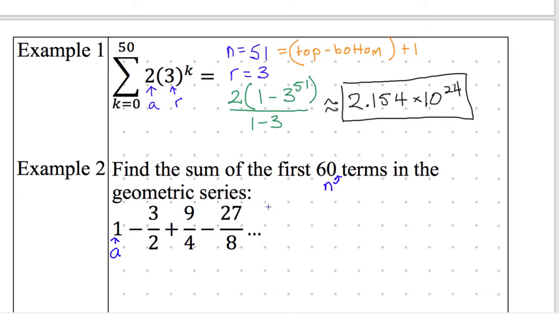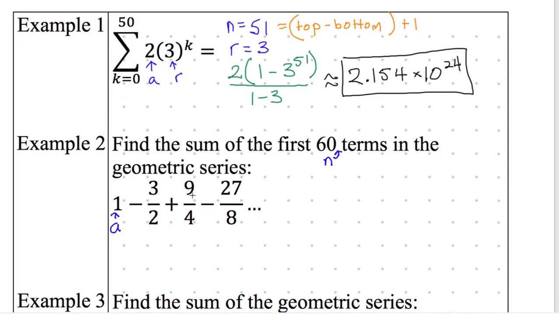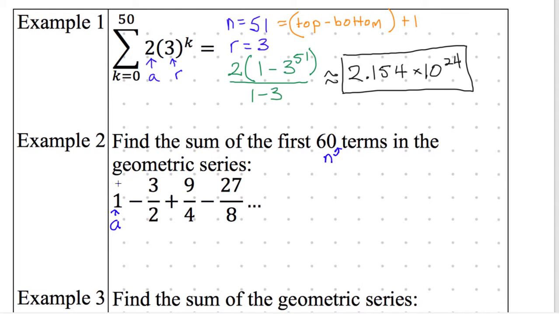Okay, now the hard part. Are you ready for the hard part? What is r? What is the common ratio? The common ratio is negative something. Careful. To get from the first term to the second term, I have to multiply by the common ratio. So what times 1 is -3 halves? So the common ratio is actually right here, -3 halves.